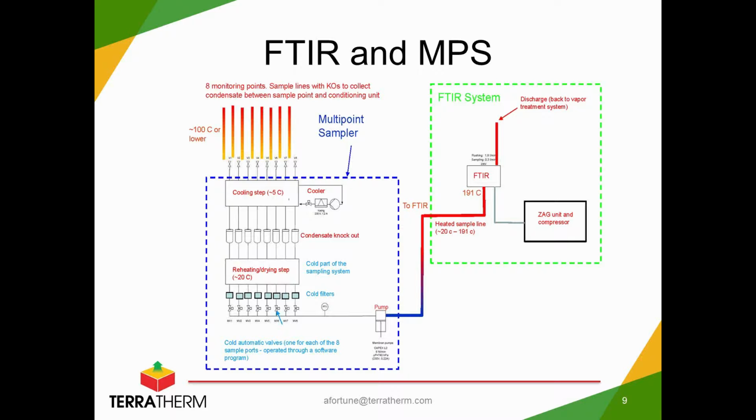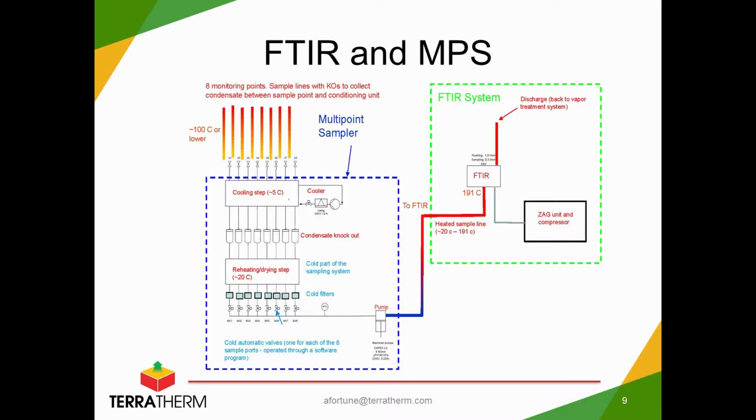One other component to the FTIR skid was a zero air generator, shown as ZAG, the ZAG unit and compressor. So there was a little compressor pulling in ambient air and going through a cleaning process to create zero grade air, very clean air, and that was used to create a baseline on the system, as well as to flush out the system in between the different monitoring locations.